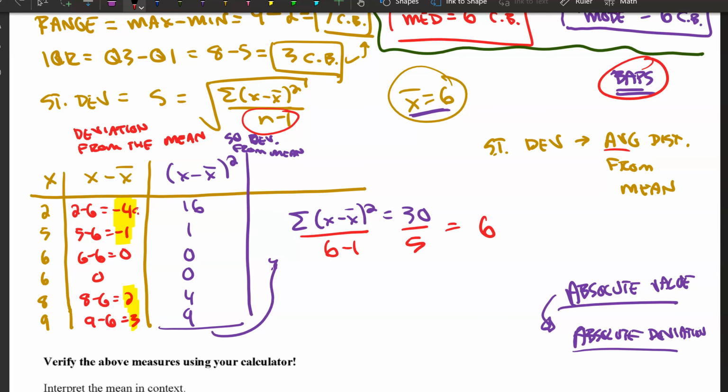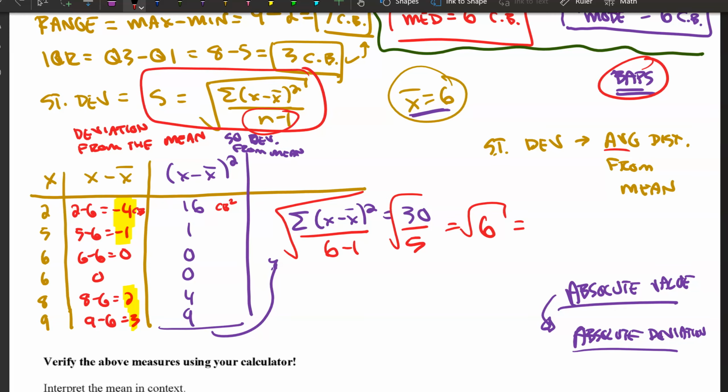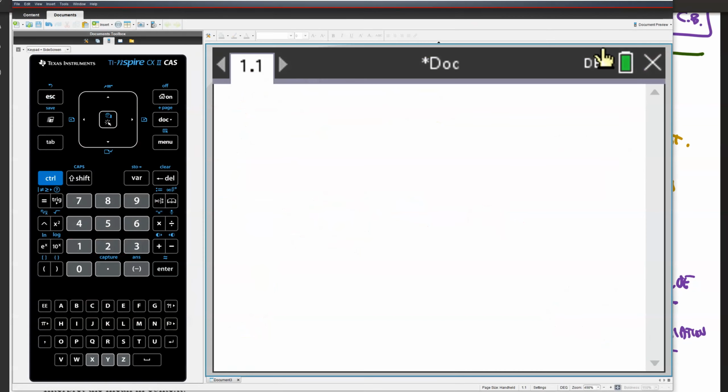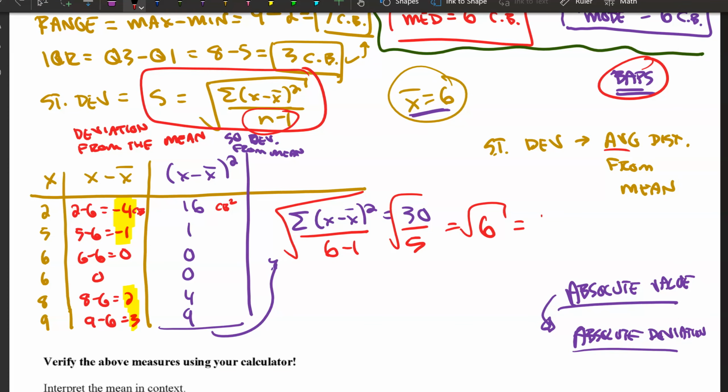But these measures are in cheeseburgers. 4 cheeseburgers, 1 cheeseburger, 2 cheeseburgers, and 3. When we square them, we're in cheeseburgers squared. When we add them, we're in cheeseburgers squared. So to get back into cheeseburgers, to get rid of those squares, we need to take the square root of everything. And that's the formula that we have for the sample standard deviation. Our calculator, square root of 6 is about 2.45. 2.45 cheeseburgers. That's how you calculate standard deviation.